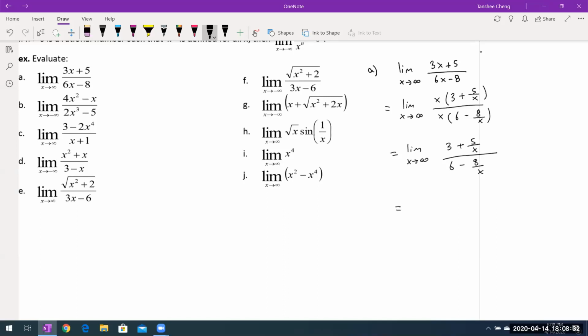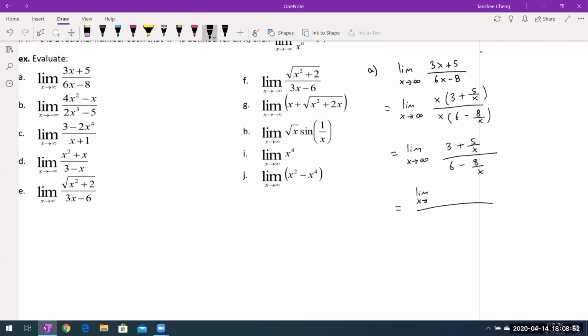And when I take the limits, since the limit on the numerator and denominator exists, I can use the laws of limit to take the limit of the numerator and the limit of the denominator. And when I take the limit of the numerator and then the denominator, then I can use the sum and difference property to rewrite it into this format.